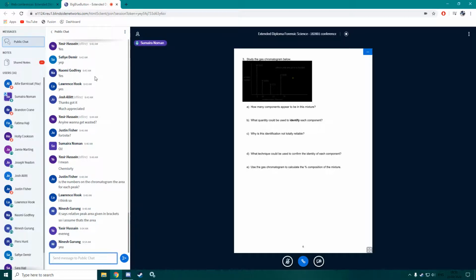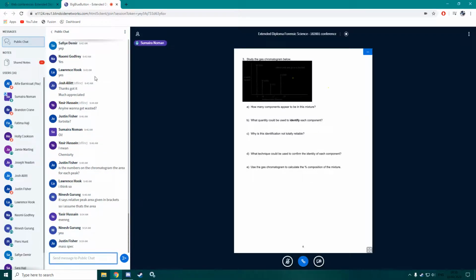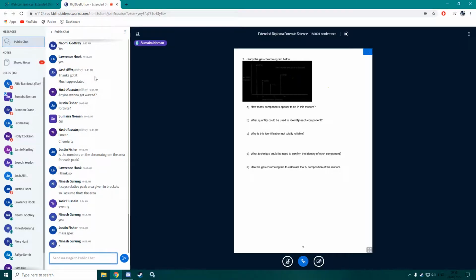Okay, good. And what technique could be used to confirm the identity of each component? Does anybody want to write that into the public chat? Put your mic on and tell me. Mass spec, yeah, definitely. Good. Mass spec. And if we put that into shared notes, there we are.